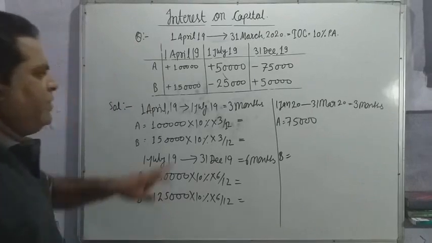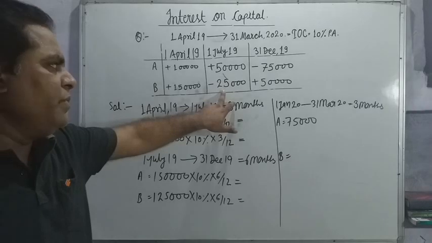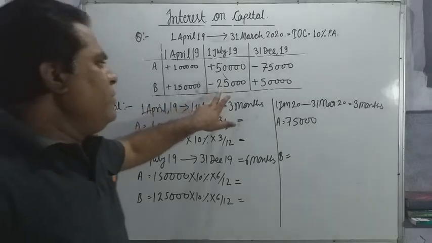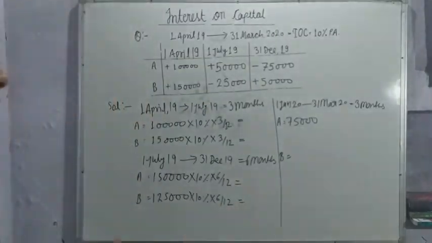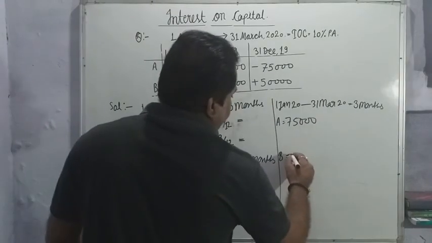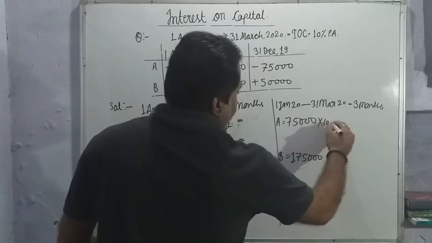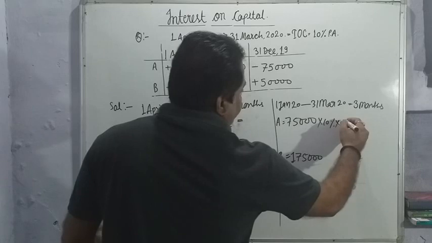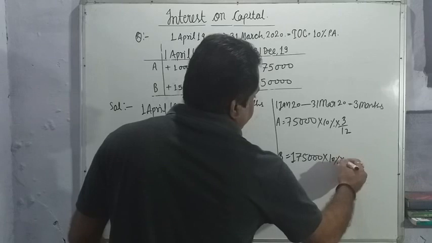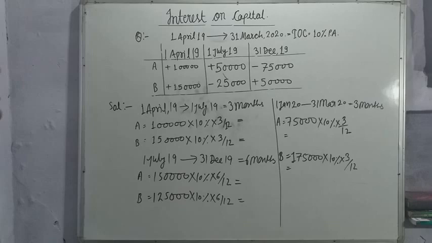B started with 1,50,000, but from 1st July he is withdrawing 25,000. So 150 minus 25, the new capital is 125. But after that, what is he doing? 125 plus 50,000. So now his new capital is 1,75,000. So 75,000, 10% for 3 months. Same way here also, 10% 3 months. So you will find interest on capital for 3 months here.